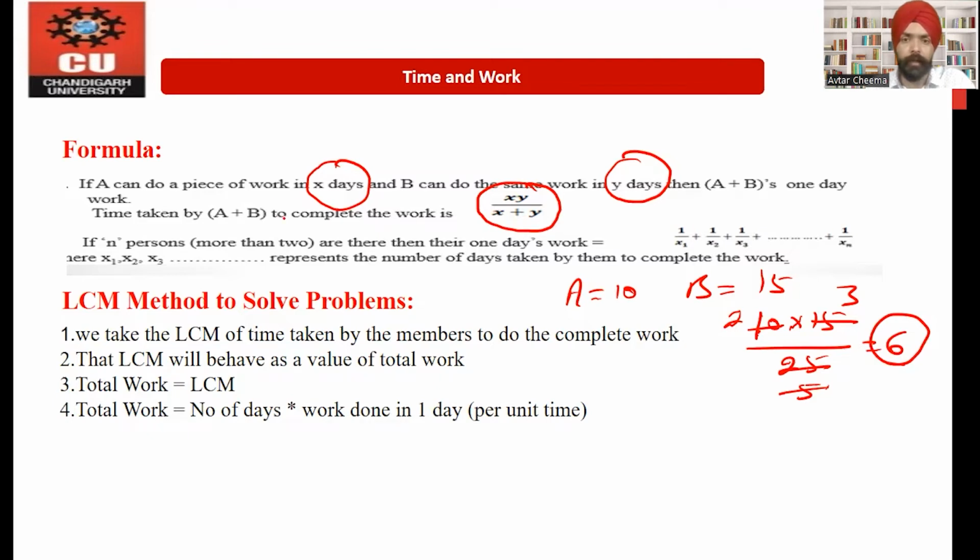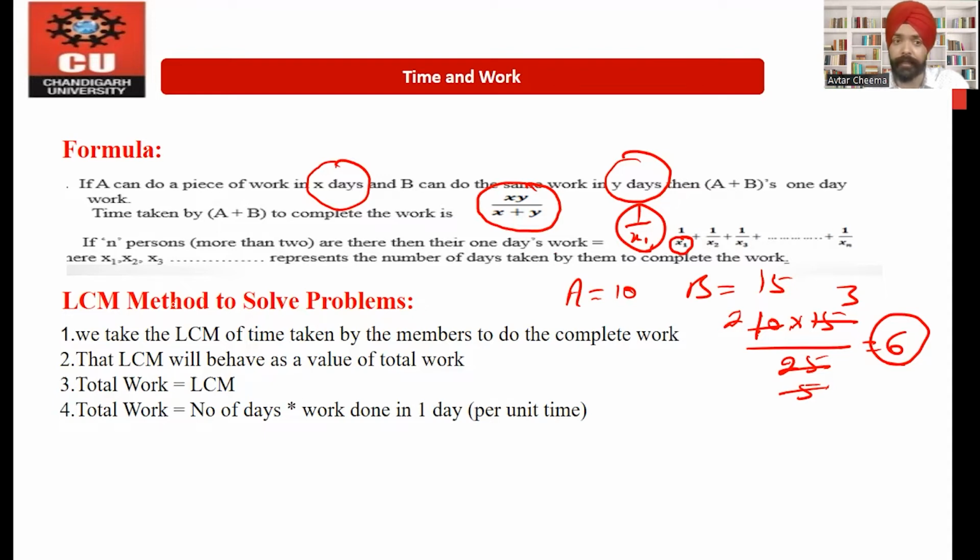Next one is the number of days. For example, A is taking X days. So the efficiency of the first person will be 1 upon the number of days. And we learned this in the previous slide: efficiency has a reverse relation with the number of days. If we know the number of days of so many people, then we take 1 upon that number of days, so we get the efficiency of each person. Efficiency means how much work they can complete in a single day.